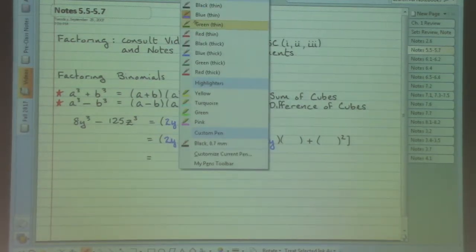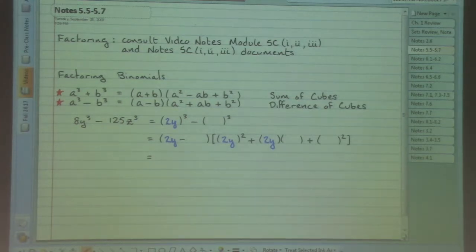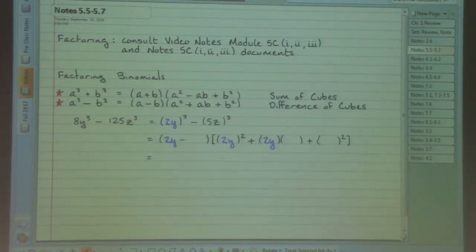Now I'm going to go back to my original problem and ask a very similar question about the back half. What do I cube to get 125? What do I cube to get z cubed? That gives me the second half of what I need for each of my factors. So the first factor will have that green 5z, and the second factor will have the last two blanks, each filled in with that green 5z.